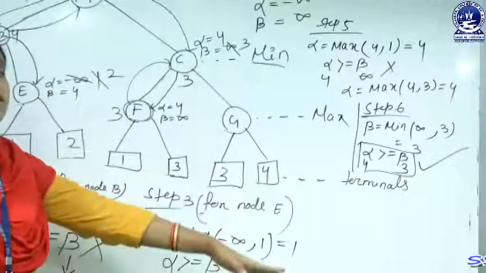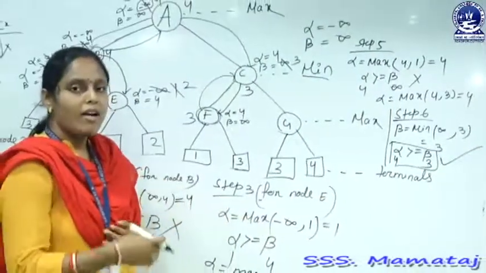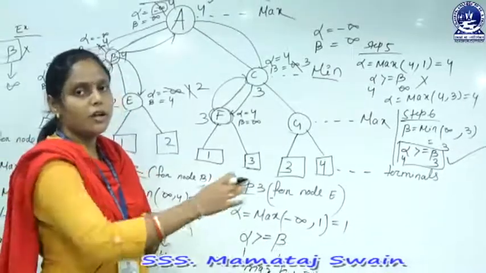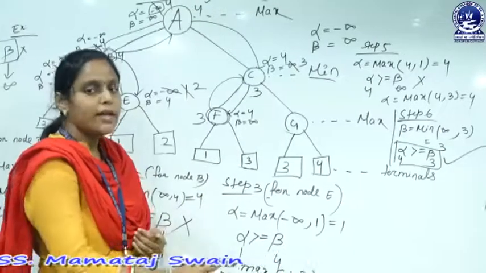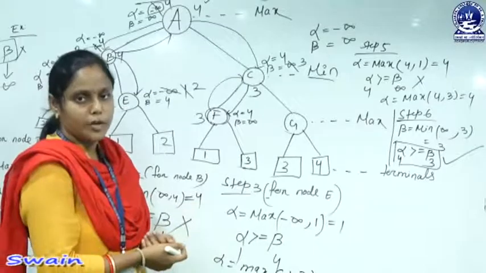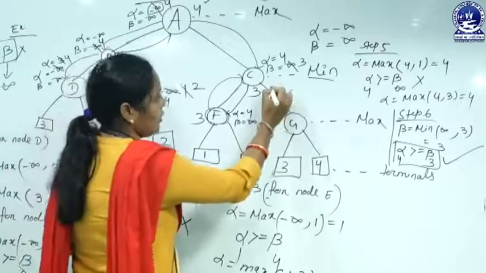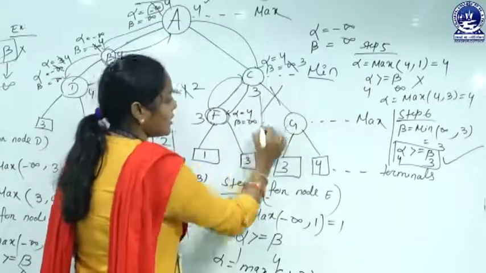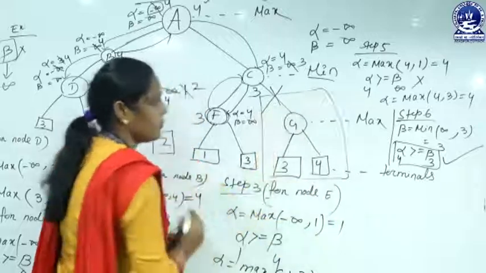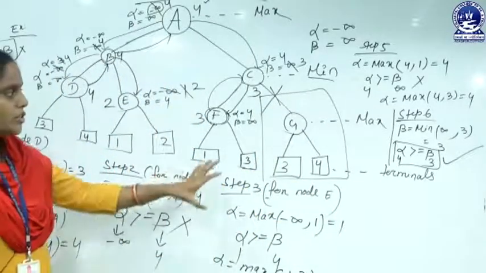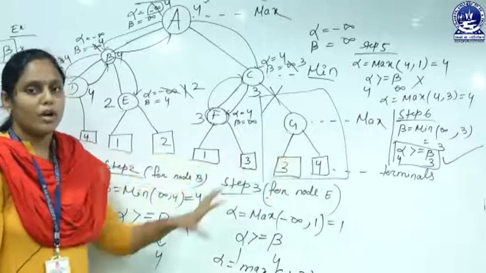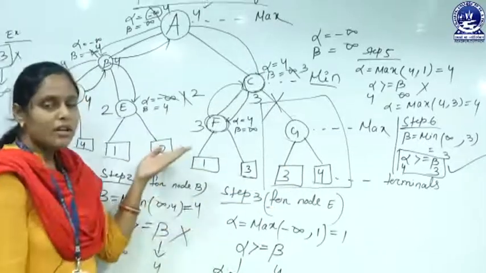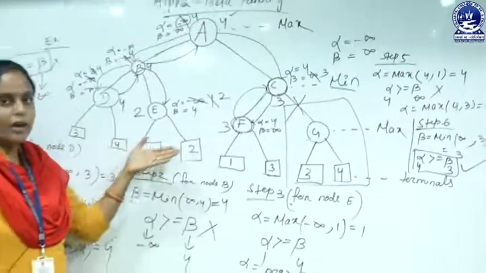If this condition satisfied, then our algorithm does not check the right subtree. It directly eliminates the right subtree. Here our algorithm eliminates this subtree without checking the node or the terminals. This is the complete process of alpha beta pruning.